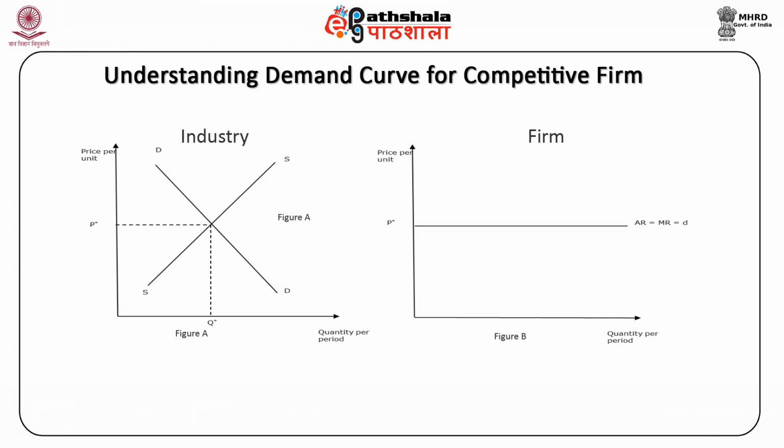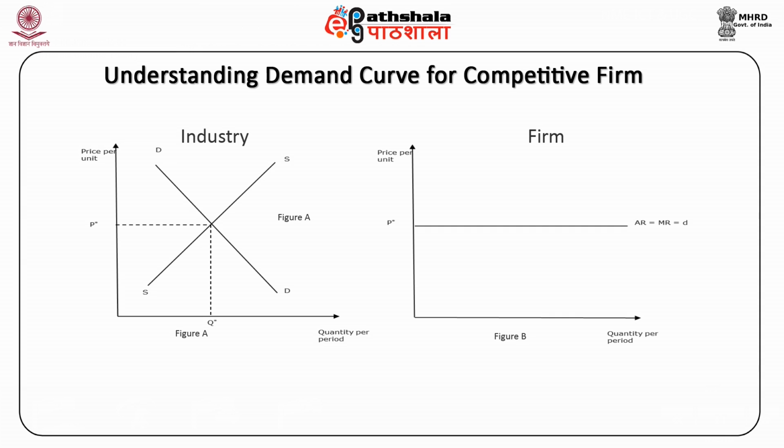Here we can see the difference between the demand curves of a firm and industry for a perfectly competitive market. In figure A, DD represents the industry demand curve. It is downward sloping as the consumers will buy more output only at a lower price. The intersection of industry demand curve and industry supply curve yields the equilibrium market price as P star and equilibrium quantity sold as Q star, which represents the total quantity produced by all the firms taken together in the industry.